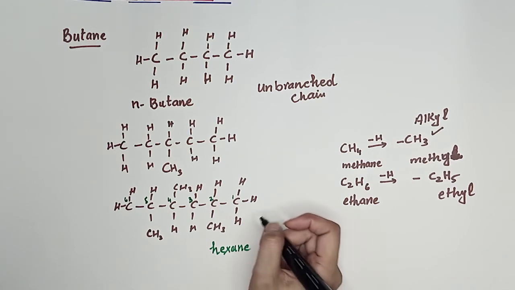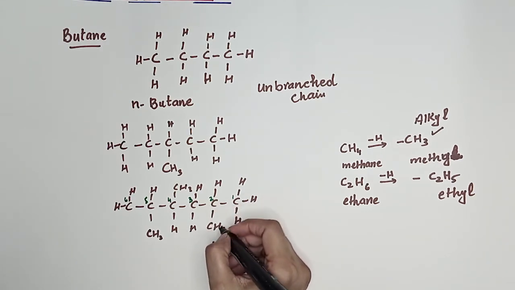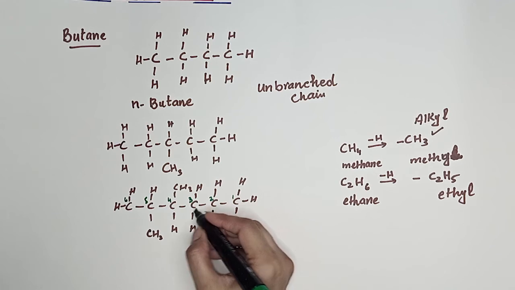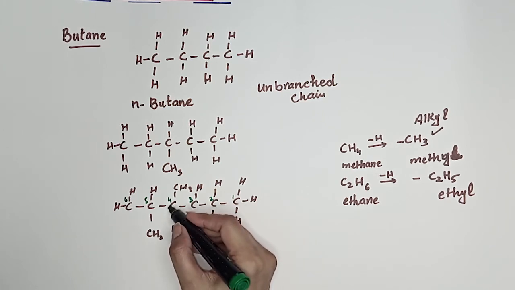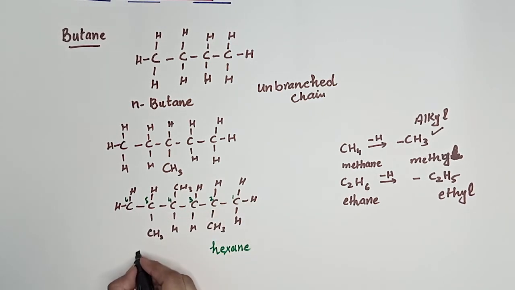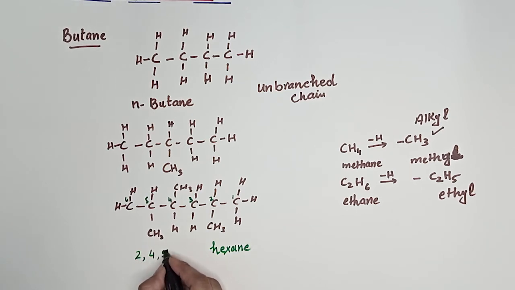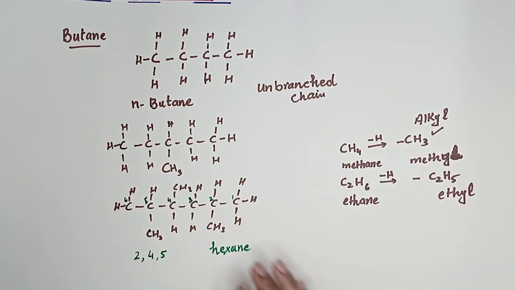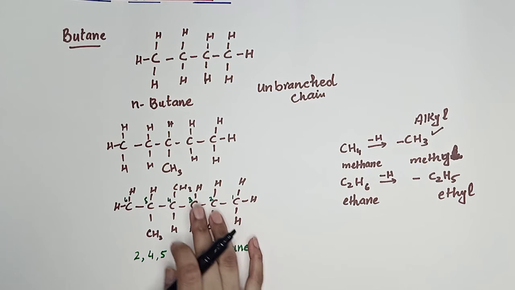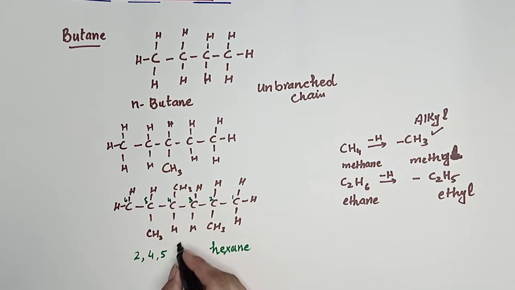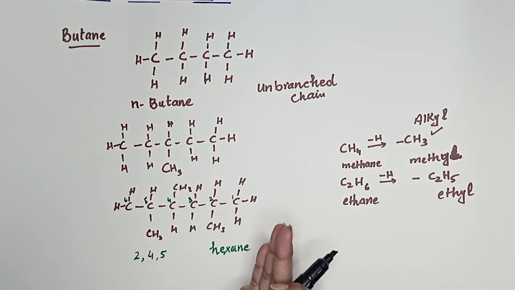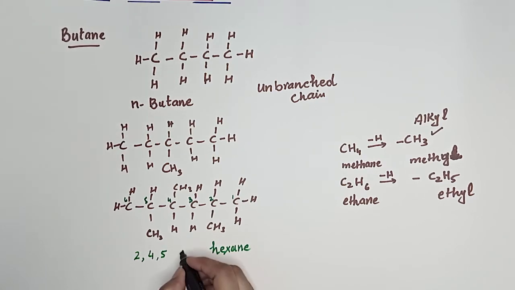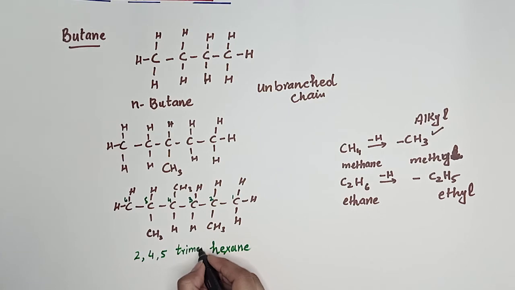Okay. Another thing we will check. The methyl group CH3 is in position 2, position 4, and position 5. We will write 2, 4 and 5. How many methyl groups are there? One is mono, then di, tri. So here are three. For 3 methyl groups we will write tri. 2, 4, 5 trimethyl hexane.